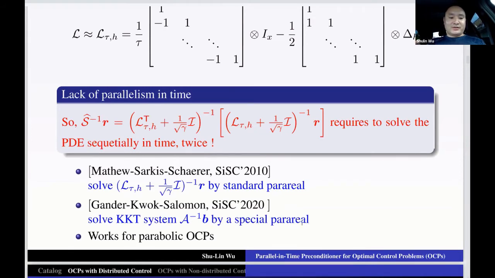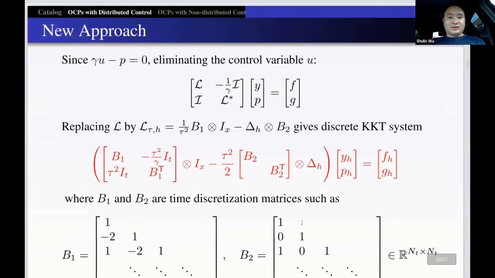But those methods only work for parabolic OCPs. So I want to handle the hyperbolic OCPs. The idea is to eliminate the control variable and get the new KKT system for only Y and P.